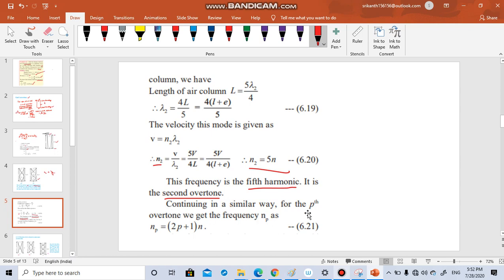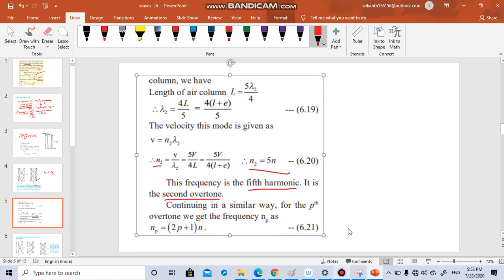So continuing in similar way, the pth overtone, see when it was 5, can I write it as 2 into 2 plus 1? So I can write for P, 2 into P plus 1. So I can get the frequency for the pth overtone as 2P plus 1 into N. This is the general formula.